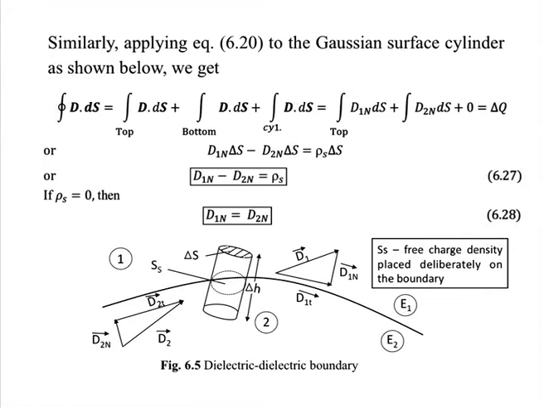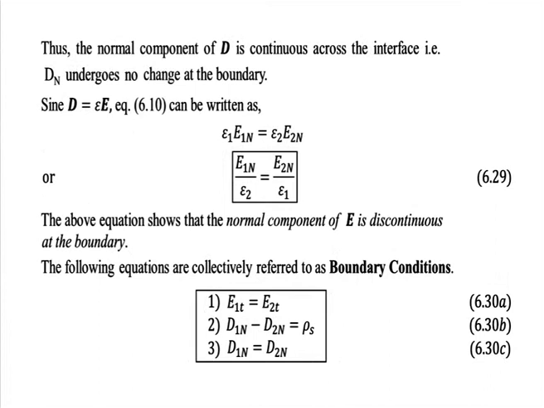Similarly, we apply Gauss's law to the cylinder as can be seen in figure 6.5, and on applying that and simplifying, we get equation 6.27, that is D1n minus D2n is equal to rho s, and under the condition that rho s, which is the free charge density placed deliberately on the boundary, is zero, we get D1n is equal to D2n. Thus, the normal component of D is continuous across the interface, that is Dn undergoes no change at the boundary.